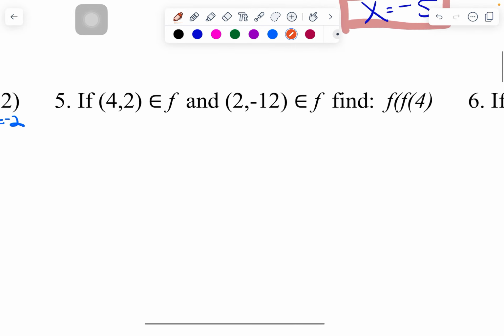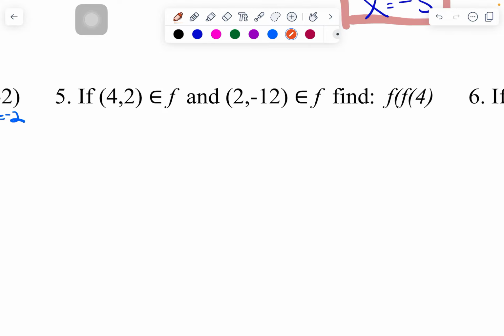Now, problem number 5, you have, I'm sorry, not two functions. You have 2 points that are both elements of the same function. So we have the point (4, 2), which is an element of the function f, and we have the point (2, -12), which is an element of f. And I'm asking you to find f of f of 4. So we want to start with when x is equal to 4, all right? So x equals 4. I'm going to look back at my points here, and I have this point right here.